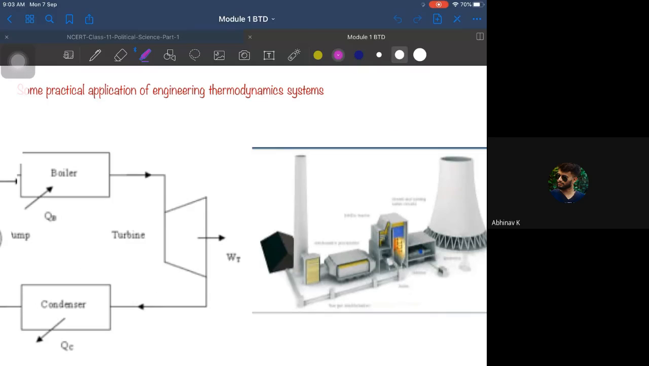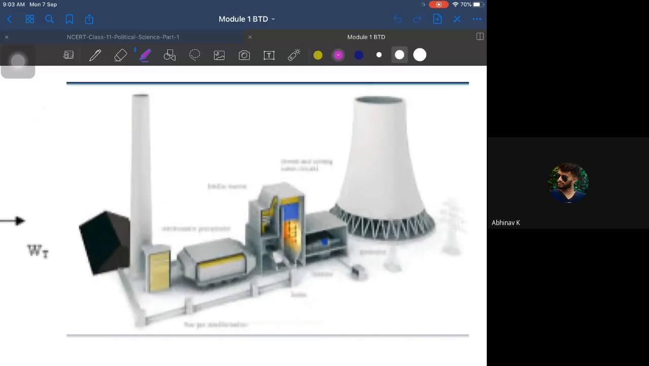So after that, hope you are able to see this figure. Can you say what this figure represents? Javel, are you there? Hello, yes, sir. So what does this figure which you are looking into represent? Nuclear power plant, sir.